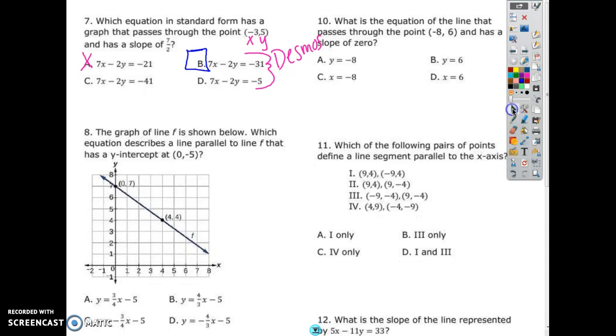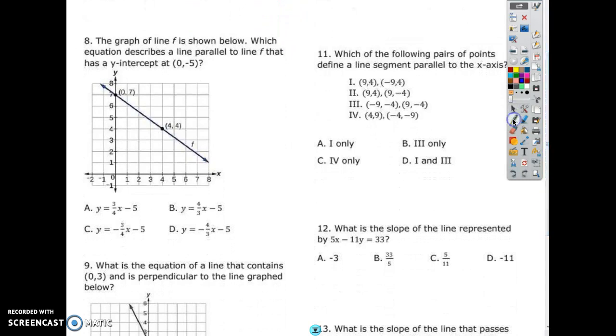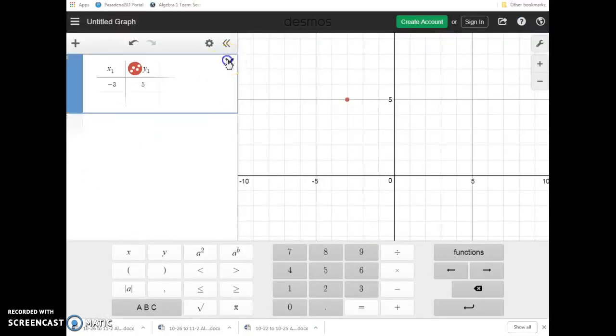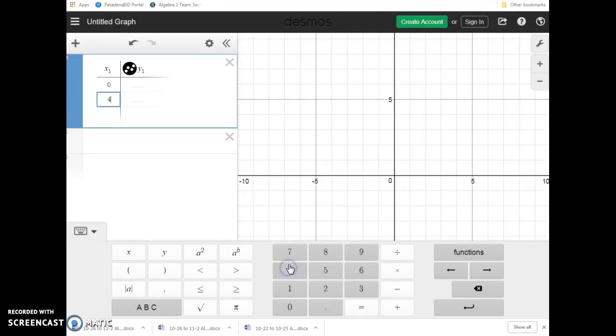For problem number 8, we're going to type those points in Desmos. So I'm going to type this as a table in Desmos, 0, 7, and 4, 4. And I'm going to put these answer choices in Desmos as well. And I need something that's parallel to those 2 points. So let's go ahead and do that quickly. So we're going to add a table, and it's 0, 7, and 4, 4. And now the answer choices.